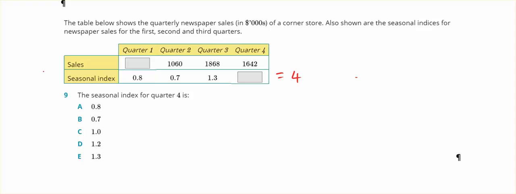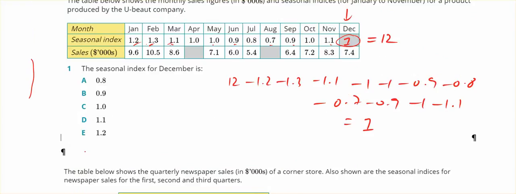What are you trying to find? We're trying to find the seasonal index for quarter 4. So it's a similar question. I know that it sums up to 4, so the unknown must equal 4 minus 0.8 minus 0.7 minus 1.3. Again, using a calculator, I'll try to do this in my head. You don't need to. That's 4 minus 2.8, so season 4 must be 1.2. So the answer should be D. Going back to question 1, the answer should be C.